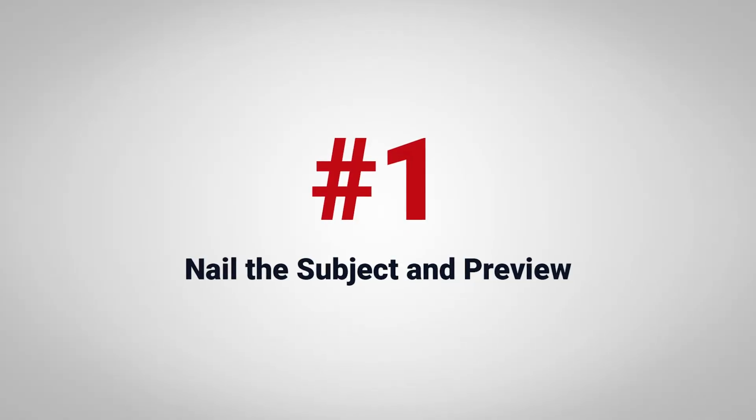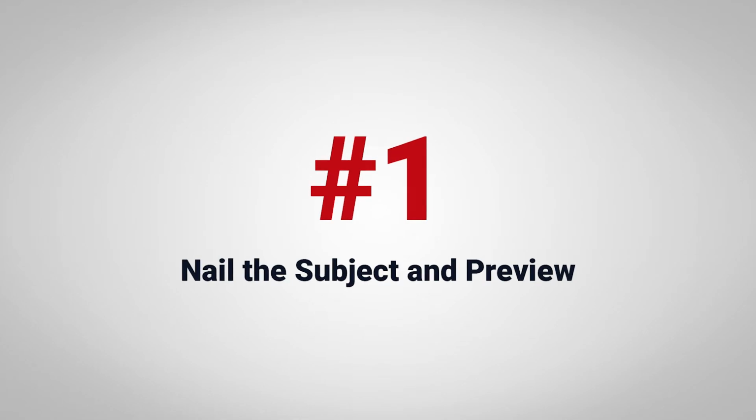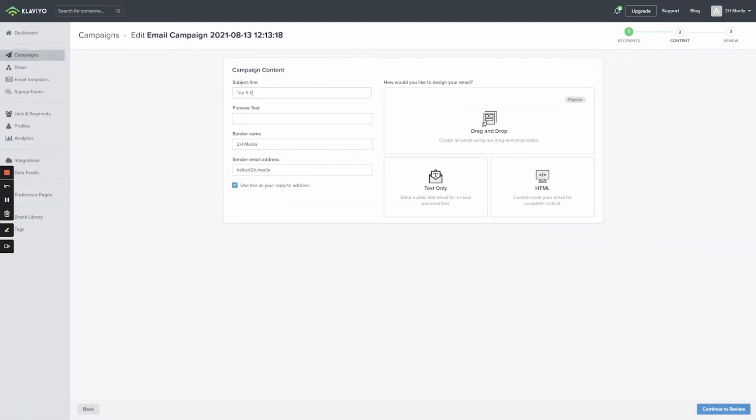In this video, we're going to take a look at 5 keys to a great email campaign. These are the first things your recipients are going to see in their inbox, and this is their call to action to actually open up your emails. So you have to get these just right.